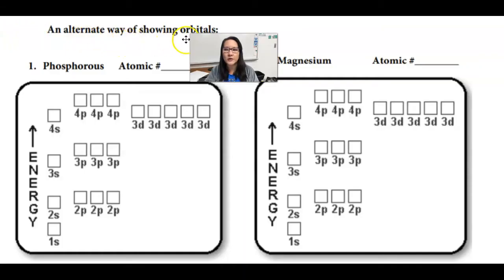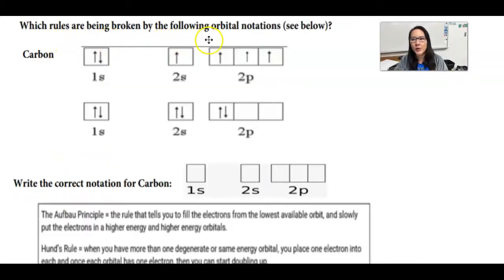An alternate way of showing orbitals is in this increasing energy vertical manner, where you would place the electrons in the bottom energy level first, followed by the 2s, then the 2p's, then the 3s, then the 3p's, and so on. Which rules are being broken by the following orbital notations?